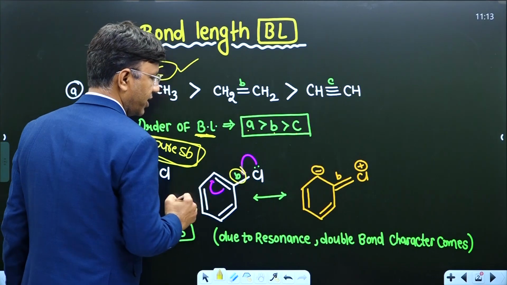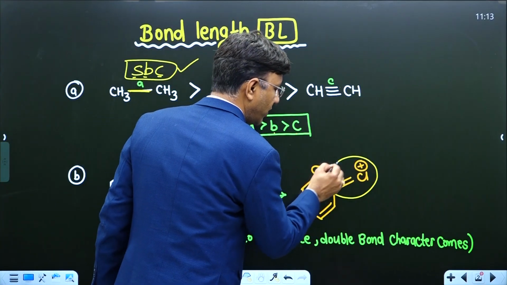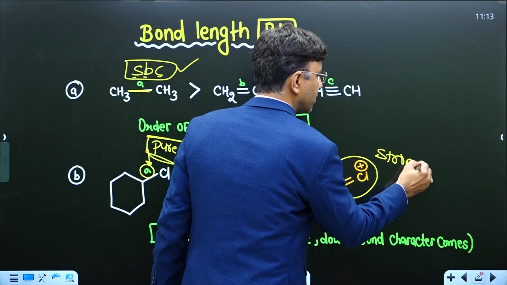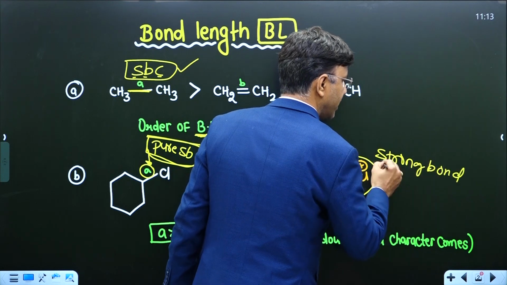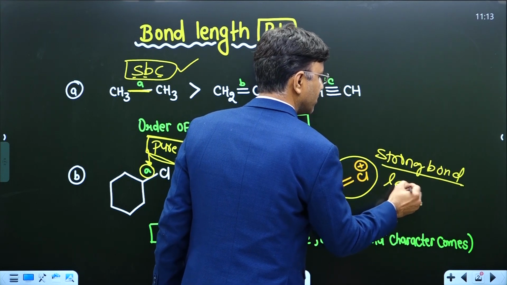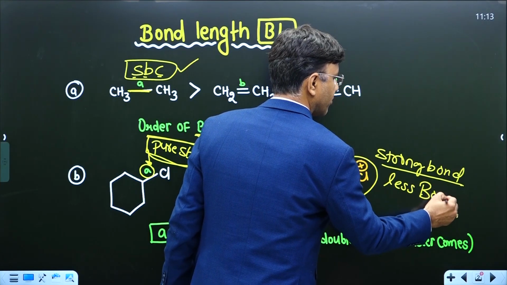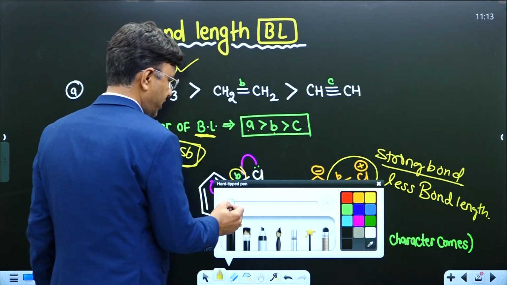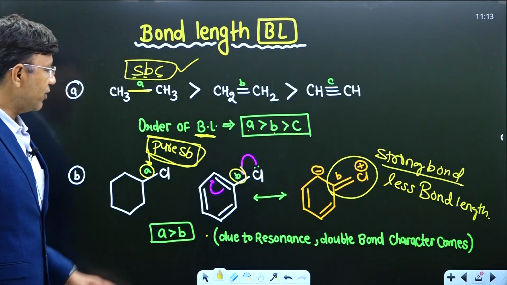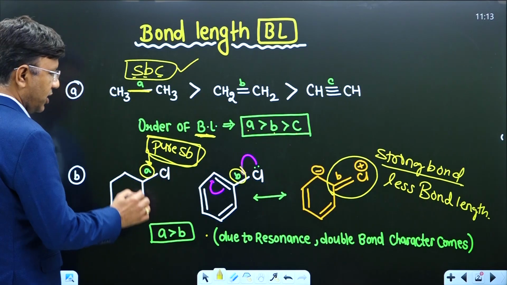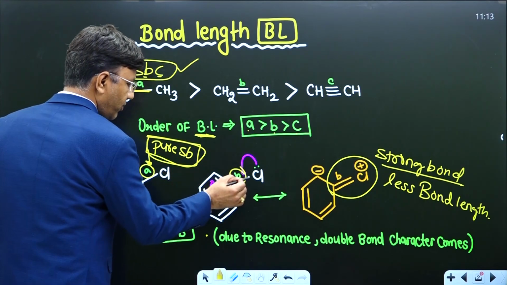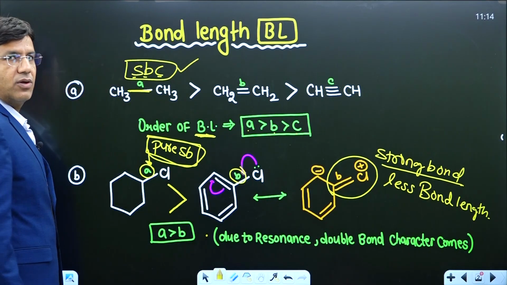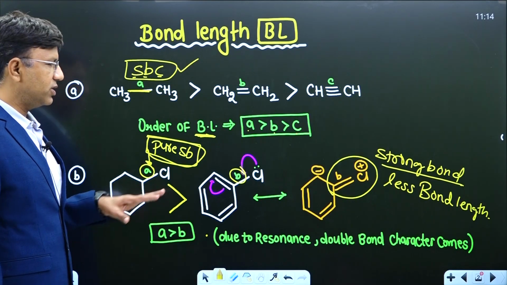This lone pair is undergoing resonance. Now due to resonance there is a double bond character. Double bond character means strong bond, and strong bond means less bond length. Got it? So what you have to do, you have to check single bond and double bond character. Now this has single bond character, this has double bond character, therefore bond length of A is greater than B. Got it? More single bond character, more is the bond length.